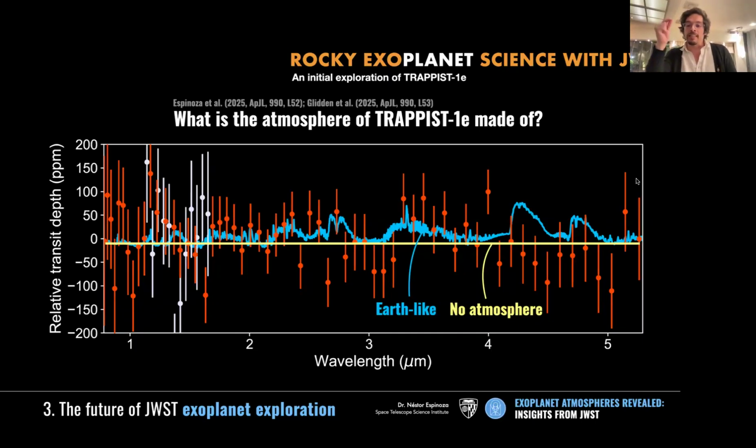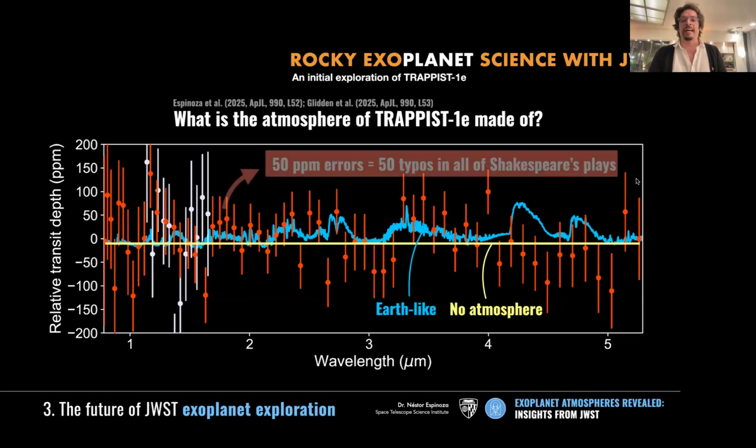And this is the brightness change that we're trying to measure from different colors of light. It's on the order of 50 parts per million. So if you have a million photons, you're trying to look for 50 that wiggled, which is very, very crazy. To translate this to, I'm sure you're all very good readers, finding typos in books, this is like finding 50 typos in all of Shakespeare's plays. So if you put all of Shakespeare's plays in a room and you find 50 typos, that is the kind of precision that we're looking for with James Webb at each of these colors of light.